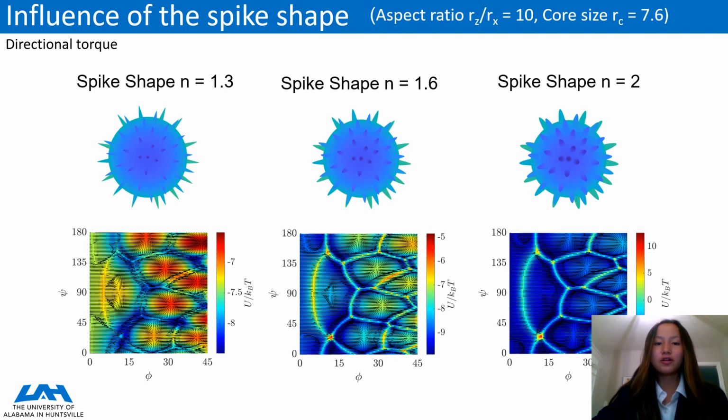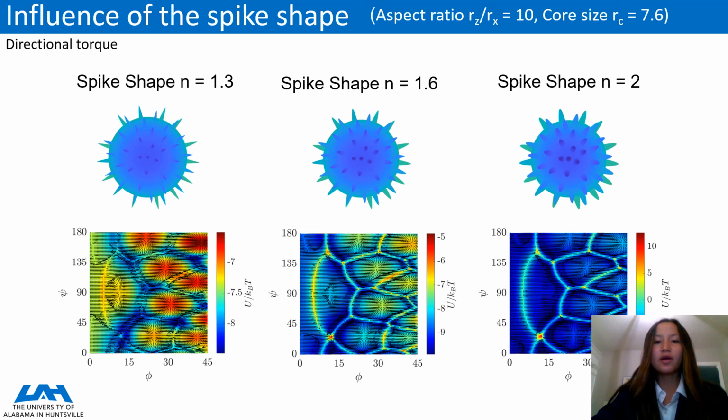The other parameter I looked at was the influence of the spike shape. I kept the spike size constant at a length of 10, and I kept the core size at 7.6. I changed the spike shape from the superellipsoidal 1.3 and 1.6 to the ellipsoidal shape of n equals 2. The superellipsoidal shapes both have more Gaussian curvature than the ellipsoidal shape of n equals 2.